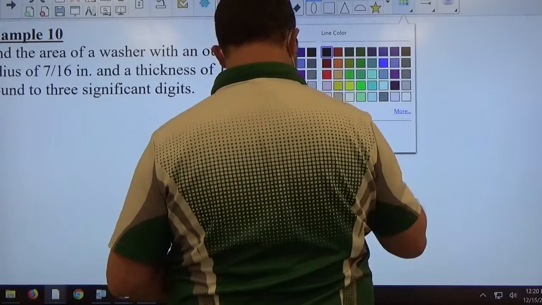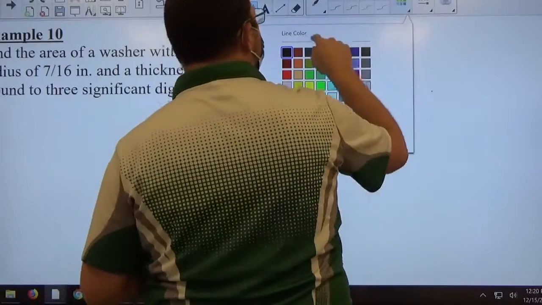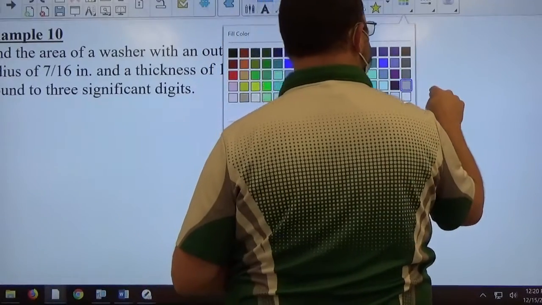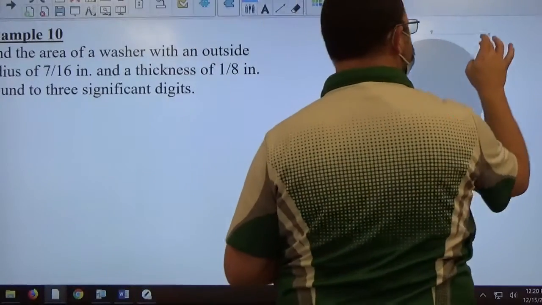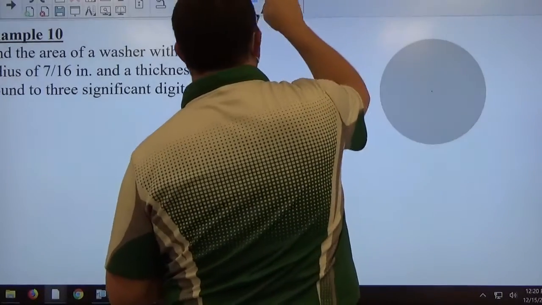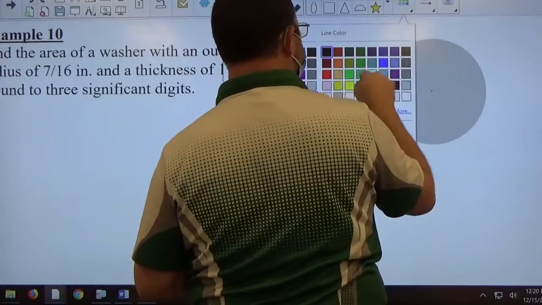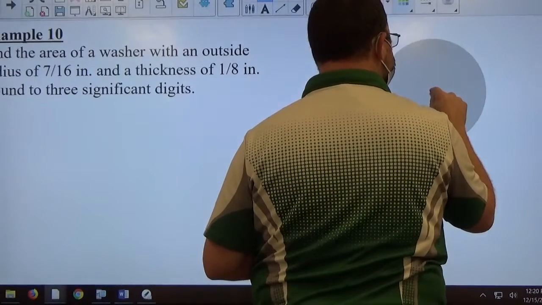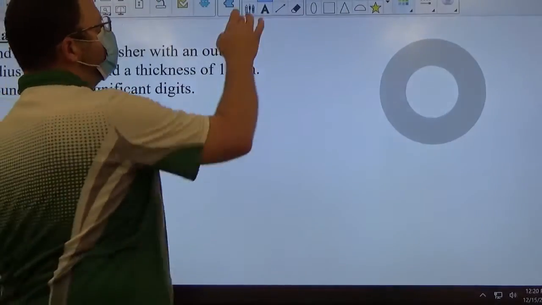Let me see if I can do this justice. Start with a dot. Let's make it a gray washer. And we'll put that looks like a washer, right?